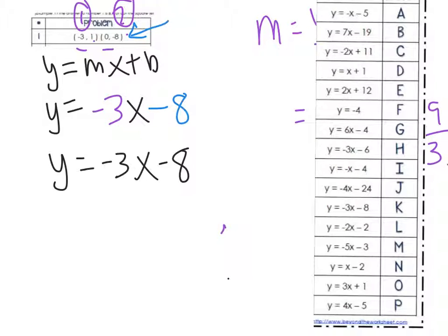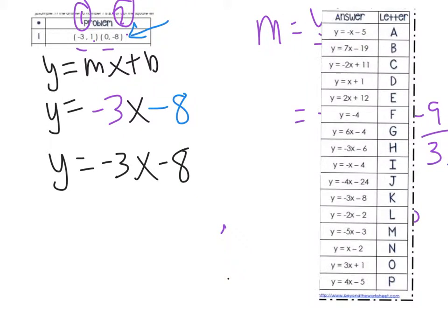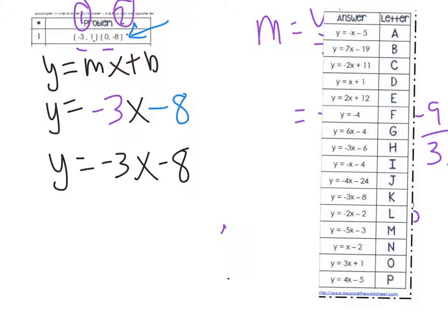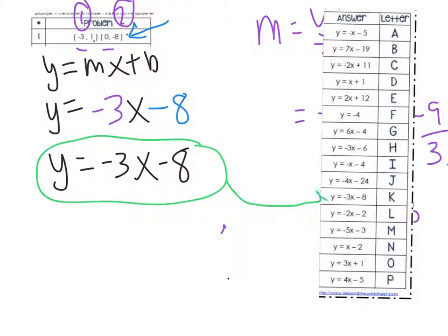Okay, so you'll see that I pulled up the other side of the worksheet, which are all of the answers, where it says answer and then letter. We have our equation here, and that matches up with this one here, which is y equals negative 3x minus 8. So we know that problem number 1, the answer is K.